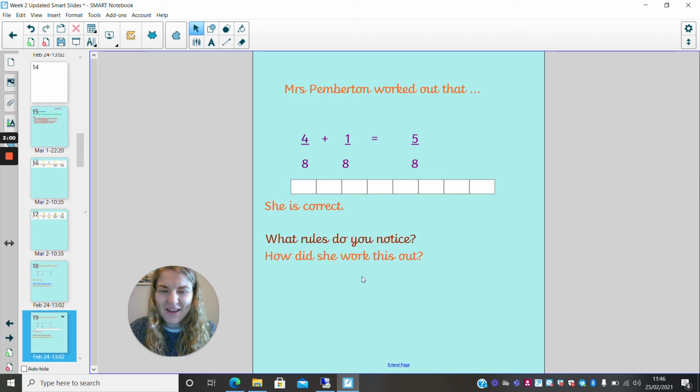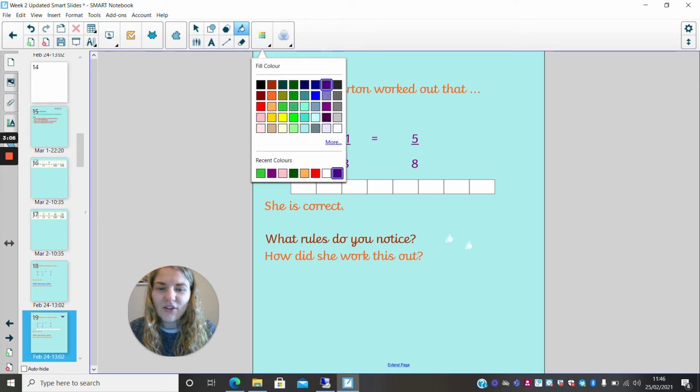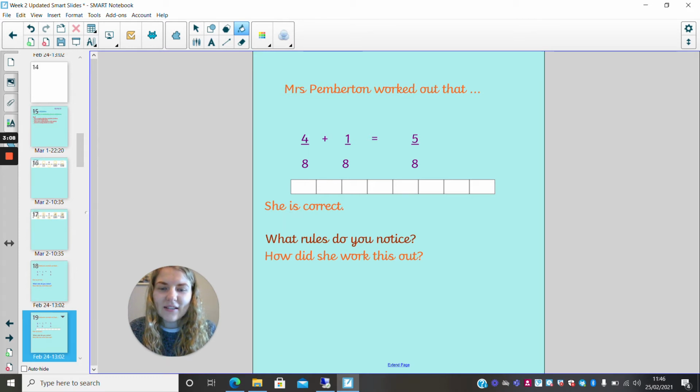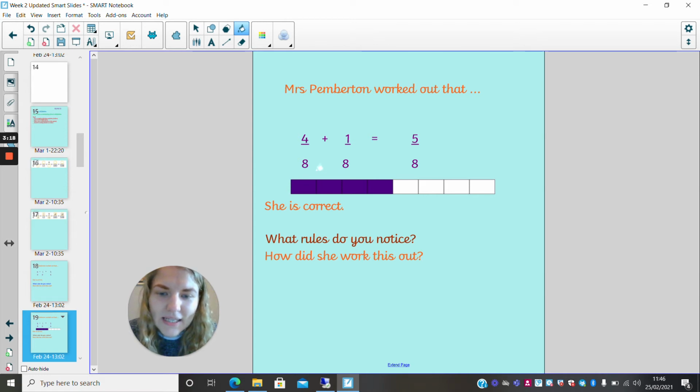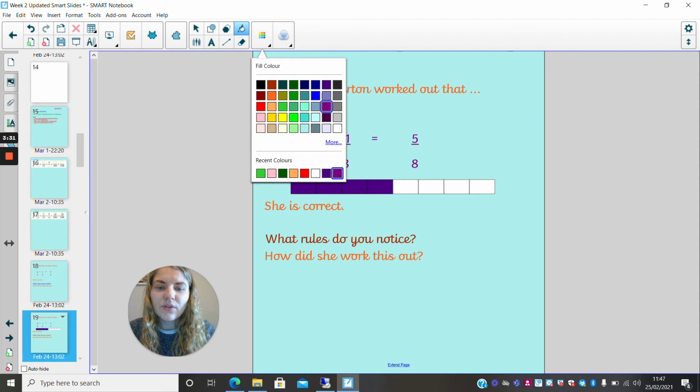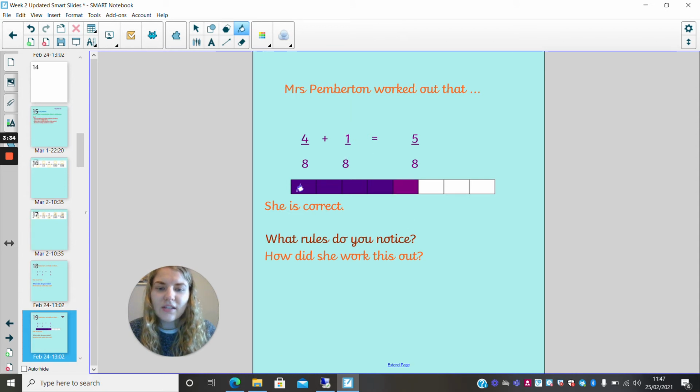Okay, good job, lovely. Let's use some jazzy colours to help us answer this. Let's go for a nice purple. Right, so 4 eighths, let's pop that in our bar model. As you can see here, this bar model is split into eighths, 1, 2, 3, 4, 5, 6, 7, 8, just like the denominator has told us to do, okay? So we've coloured in 4, and now we're going to colour in one more to show our 1 eighth. Okay, so you can see we've got 1, 2, 3, 4, 5 eighths.